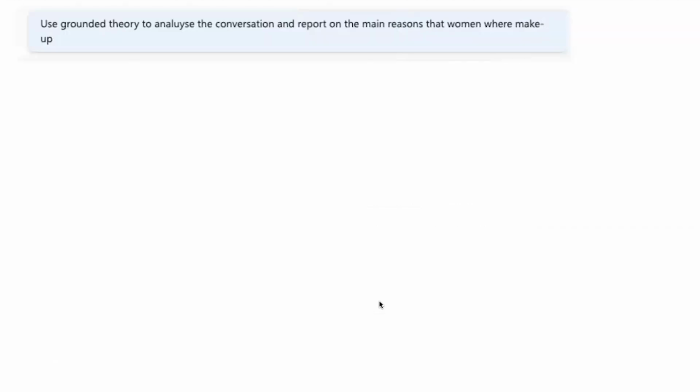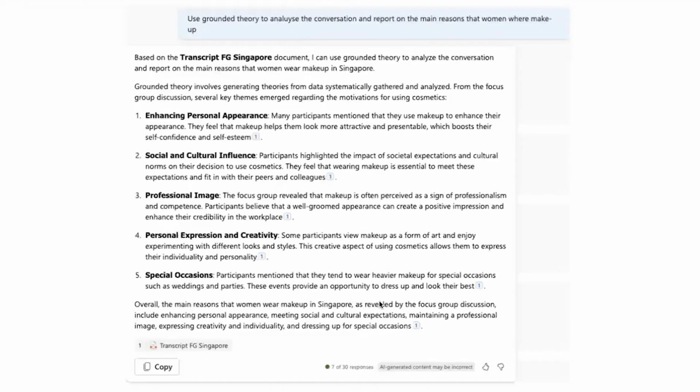Then I can ask it to use grounded theory to analyze the conversation and report on the main reasons that women wear, another bad typo, wear makeup. And it comes back with an analysis based on grounded theory outline, talking about enhancing personal experience, social or cultural influence, professional image. I could then dive into that and start asking for actual quotes, asking it to perhaps analyze it with narrative analysis or discourse analysis, contrast the responses that I would get to move further in.